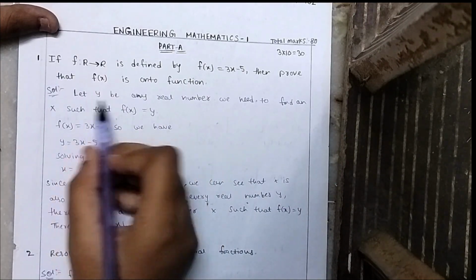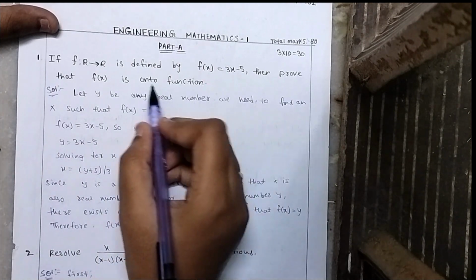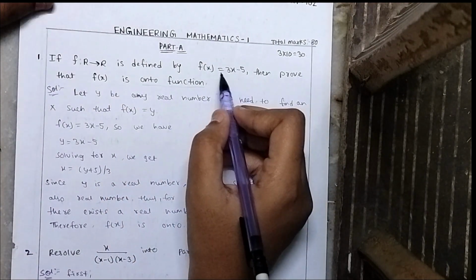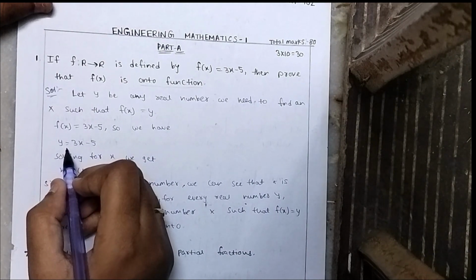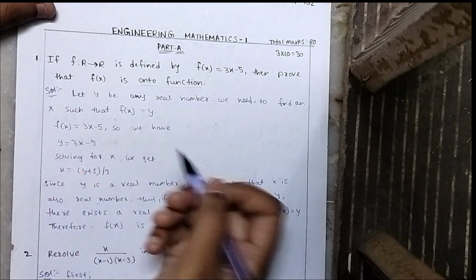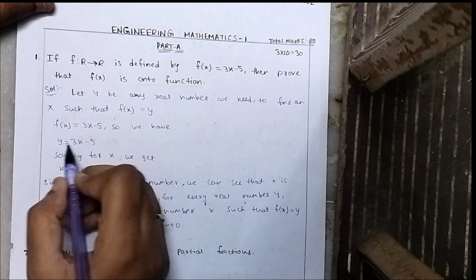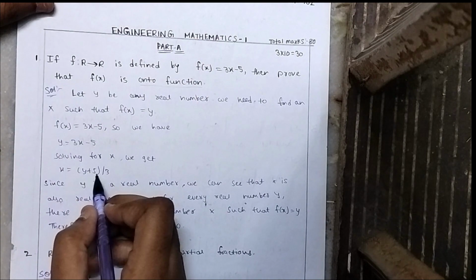So let y be any real number. We need to find the x such that, by the onto function formula, f(x) = y. It is already given that f(x) = 3x - 5. So from this, let us take y = 3x - 5. For solving x, we get y + 5 = 3x. That means x = (y + 5)/3.